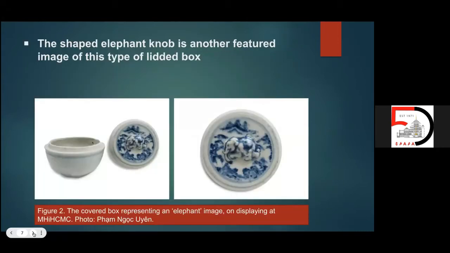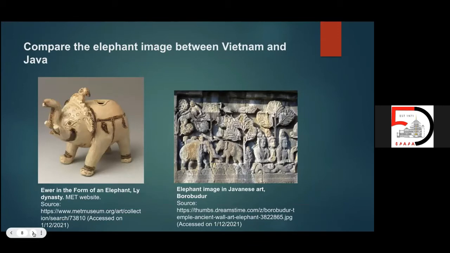The elephant knob is another feature image of this type of cover box. In Vietnam, the elephant image appeared in culture and art during the Ly Dynasty, 11th to 12th century, complete annals of Dai Viet. The official national chronicle of the Vietnamese state in the 15th century recorded 21 times the elephant appeared, especially the white elephant, which is a symbol of good omen. The elephant is one of the animals mentioned as a symbol of power in Malay proverbs. In Khmer art, the elephant image was depicted in architecture under the reign of Jayavarman VII, dating back to the latter half of the 12th century.